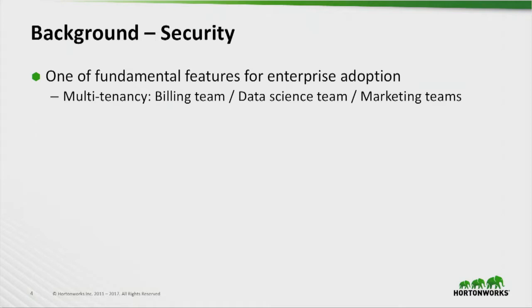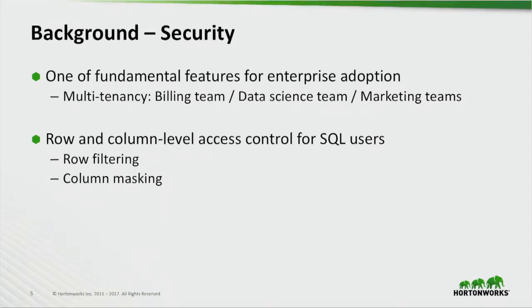Security is one of the fundamental features for enterprise adoption. It is because of multi-tenancy. The billing team, data science team, and regional marketing team in a single company should see the customer data. But some sensitive data like credit card numbers and social security numbers should be handled in a different way. More specifically, in the SQL world, security means row and column level access control for each SQL user. For example, the regional marketing team should only see the subset of customers filtered by their own regions, and the credit card number should be masked safely for them.